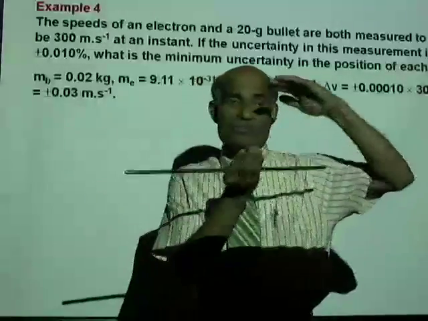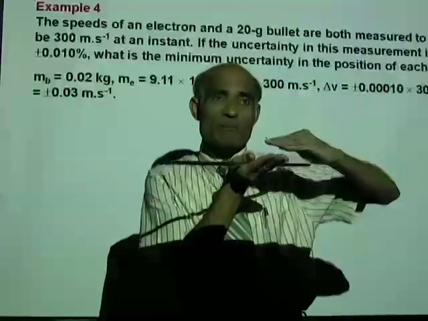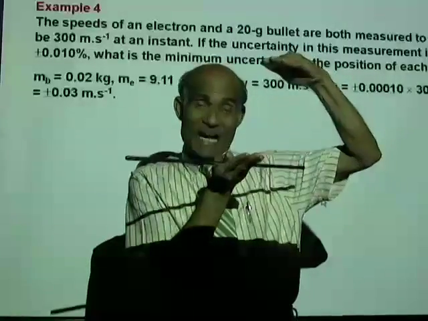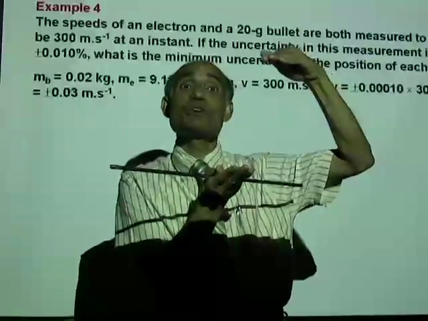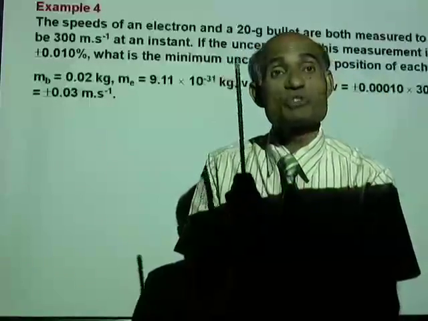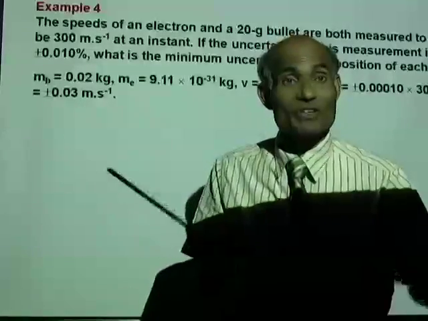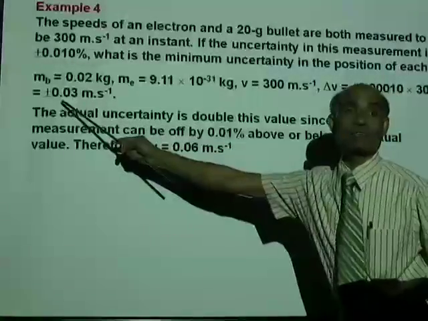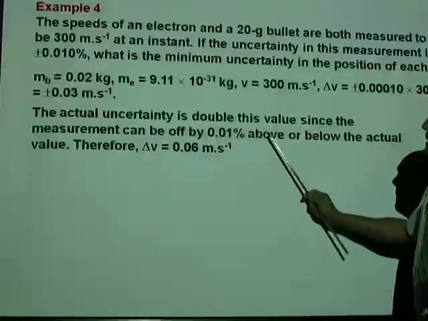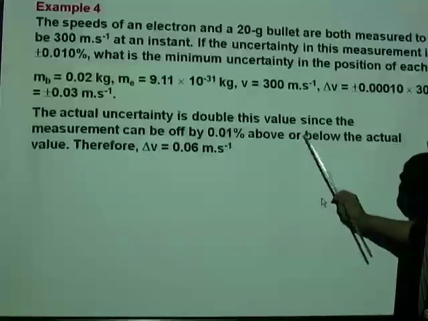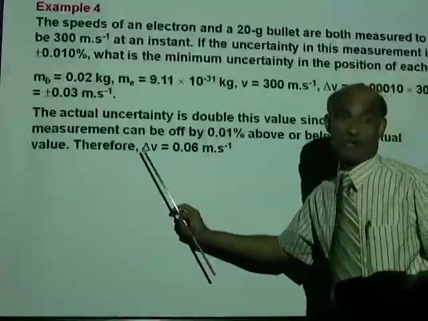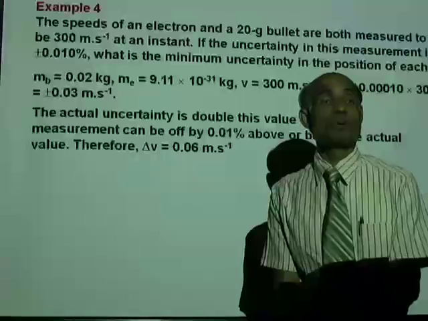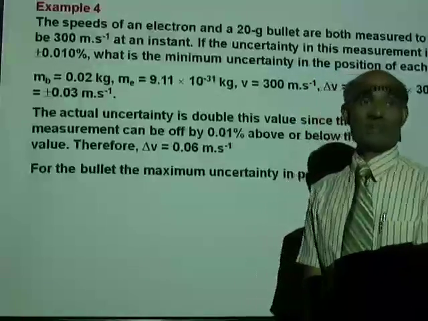Now, it means the uncertainty can be anywhere from negative 0.03 to positive 0.03. So, the actual spread is 0.06. And therefore, we must use delta v as 0.06. That is the actual uncertainty. So, the actual uncertainty is double this value, because you can have 0.01% above or below the actual value. Therefore, in our calculation, we have to use delta v equal to 0.06 meter per second.